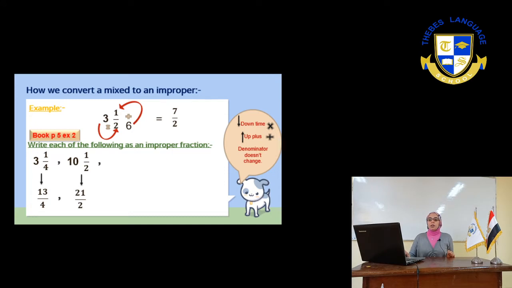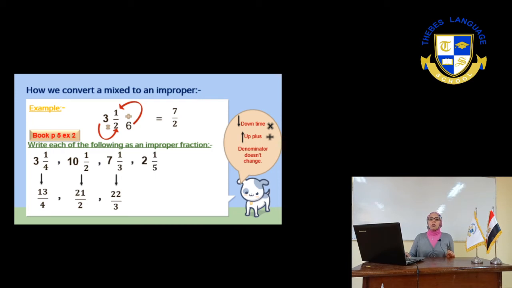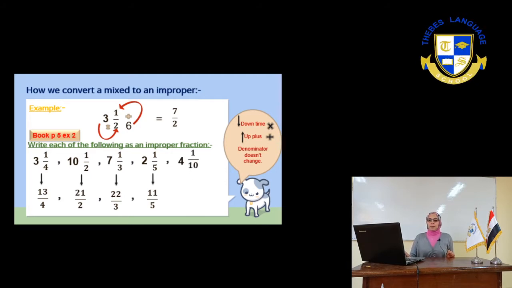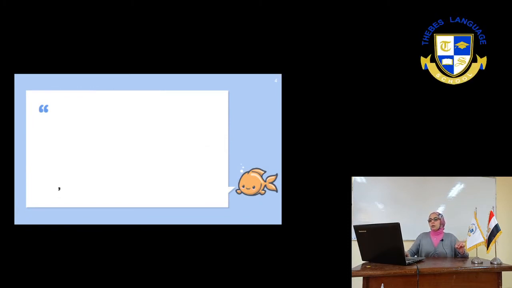7 and 1/3. 3 times 7 equals 21. 21 plus 1 equals 22/3. Next, 2 and 1/5. 2 times 5, down times up, it will be 10. Plus 1, 11/5. The last fraction, 4 and 1/10. 4 times 10, 40, plus 1, it will be 41/10. This is how we convert from mixed into improper. Don't forget, down times up plus, denominator doesn't change.